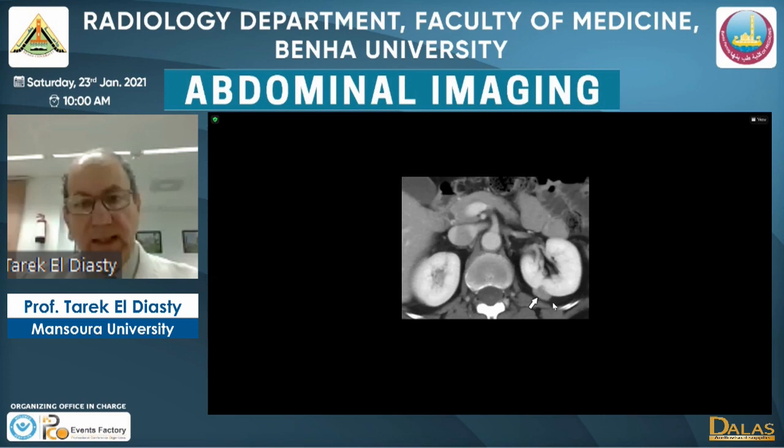Also, this is a case of low-fat-containing angiomyolipoma because it is a soft tumor, so it shows a characteristic shape. It's like an ice cream cone because it arises from here, a pedicle from the kidney, and grows outside the renal outline.